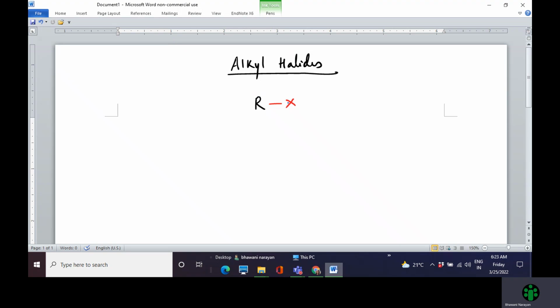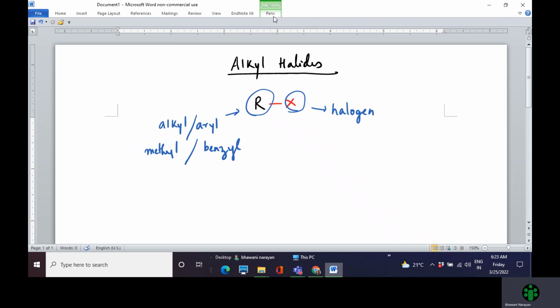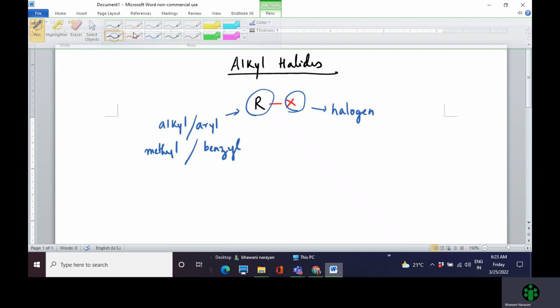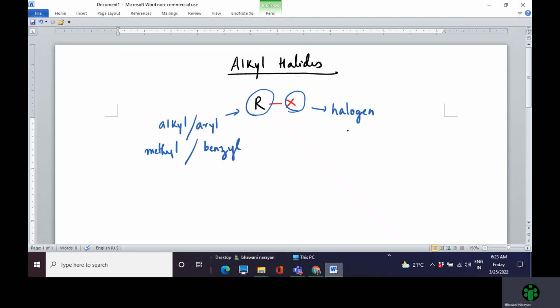So alkyl halides have a very simple representation. It is RX. Now R stands for the alkyl or aryl group and X stands for the halogen. Example of an alkyl group is a methyl group. An example of an aryl group can be as simple as a benzyl group. Examples of halogens, you know there are four major halogens that we come across in organic compounds. They are fluorine, chlorine, bromine and iodine.